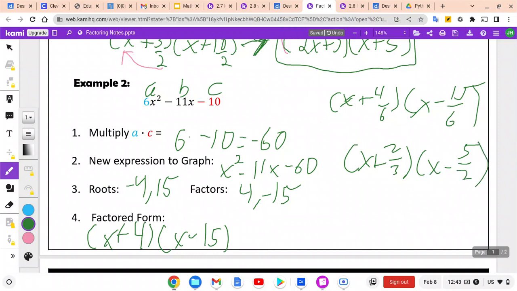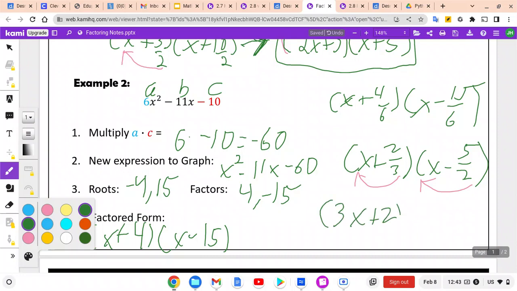And then we do our little trick where you move it out front, giving us the final factored form, the two binomials, 3x plus 2 and 2x minus 5, which if you remultiplied will give you the original problem and it will be proof that you correctly did it.